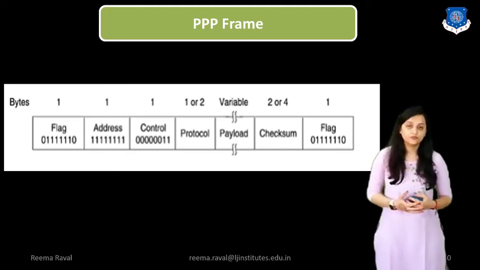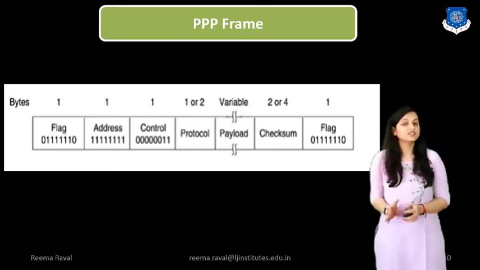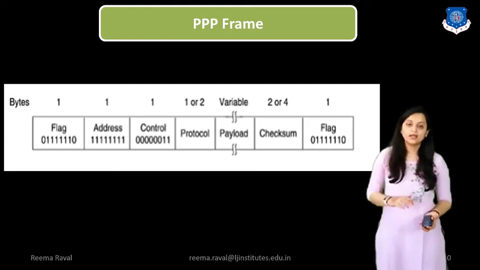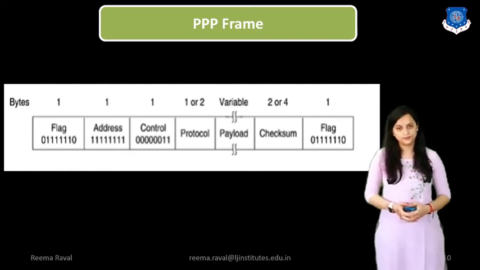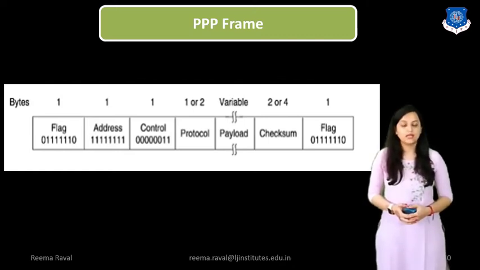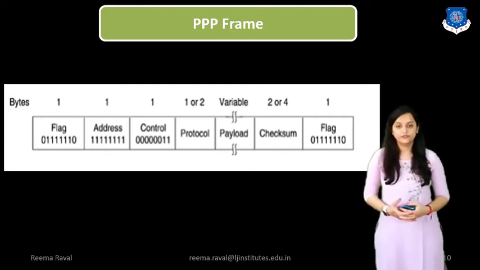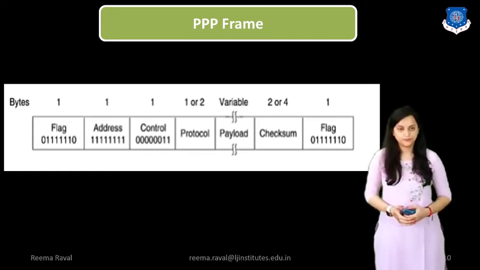Next is the payload field, which contains the data, and it is variable because it is not fixed all the time. Next field is the checksum field, which may be either 2 or 4 bytes, and the checksum is used for error detection. So in this frame structure of PPP, there are 7 fields. As you can see, there are 7 fields for the PPP frame structure.